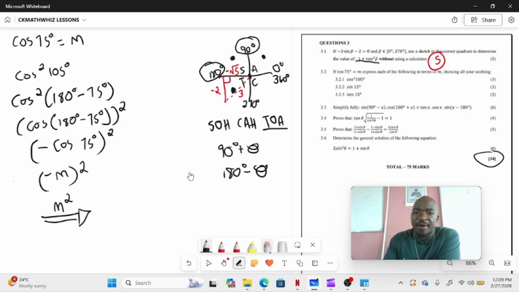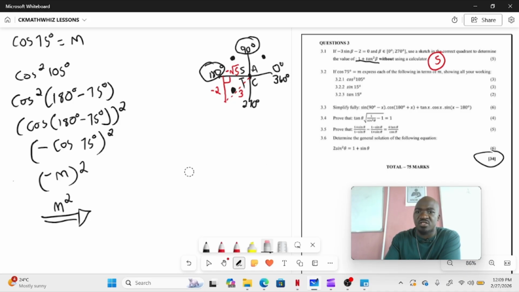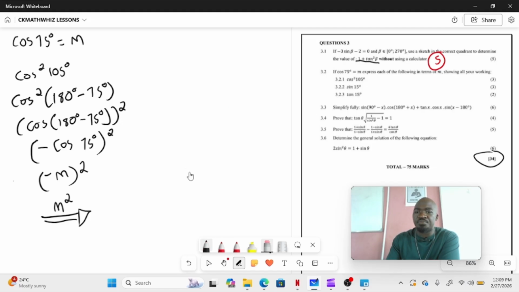So we move to the second one. Let me just remove what is here so that I can finish fast. And also remove this, I'm not going to need it. Okay, now I want us to focus on sine 15 degrees. How do we express sine 15 degrees in terms of m? I want you to think of something.